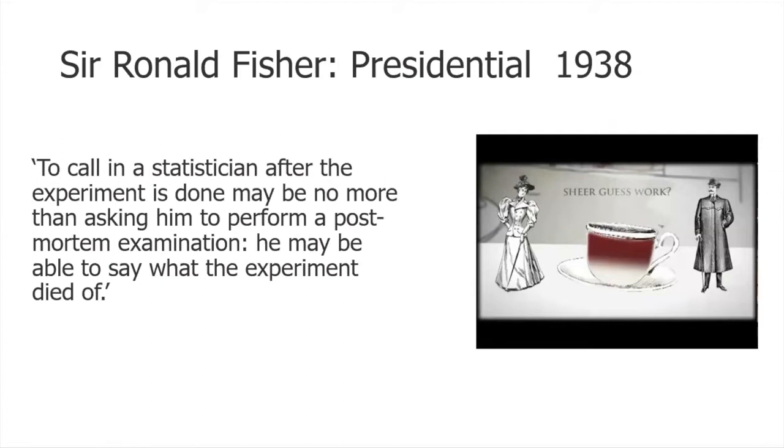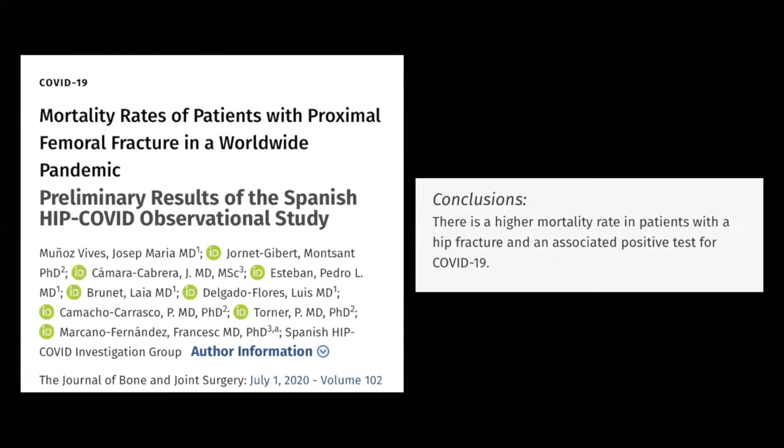So I'll give you a couple of examples, okay? Let us take one of the best users of p-value. So here is a publication that is quite relevant. This was published in our journal, Journal of Bone and Joint Surgery, in July. And this was the mortality rate of patients who had hip fracture during the coronavirus pandemic. So it's pretty relevant. Okay. And the conclusion by the authors was that there is a higher mortality rate in patients with hip fracture associated with a positive test for COVID. So this would scare everybody, particularly surgeons and patients treating these patients. Now, this journal for this paper stopped using p-values.